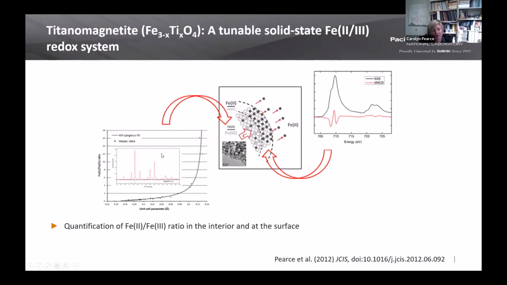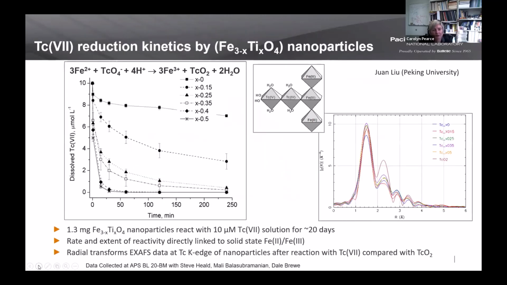So once we characterized the system, we were able to do some reactivity to understand the behavior of the system dynamically when you expose it to solution chemistry, and solution chemistry containing our contaminant of interest, pertechnetate. This is work done by Jenny Liu at Peking University, who showed that you could really correlate the reduction potential for pertechnetate with the iron 2+/3+ solid state ratio as doped in by that titanium substitution. And again, we went back to the APS with Steve Heald and Marlene Dale to look at how the pertechnetate was interacting with the iron surface.